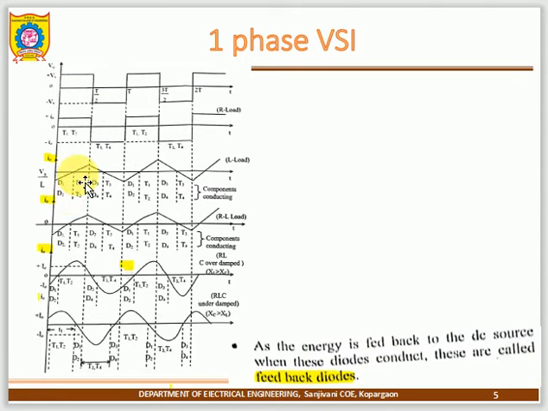Then what about the waveform? In the voltage source inverter, this is the output voltage and this is the output current. Here it is just reversed. So this is the output current and this is the output voltage, and that is called the current source inverter. So just take a look at that.